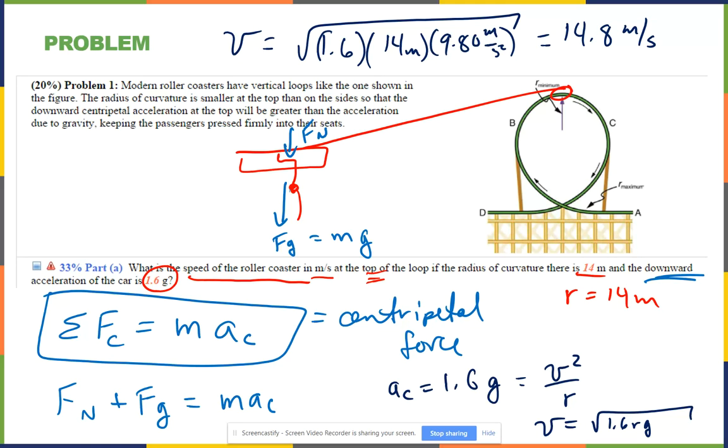If the roller coaster goes faster than 14.8 meters per second, what's going to happen? Is it potentially disastrous? Okay, Emily shook her head no. I would go with Emily. It's not potentially disastrous. You go faster, that means you're going to have a bigger centripetal acceleration. The force of gravity is going to be the same, so the normal force is going to have to be bigger. So you're going to be pushed down harder.